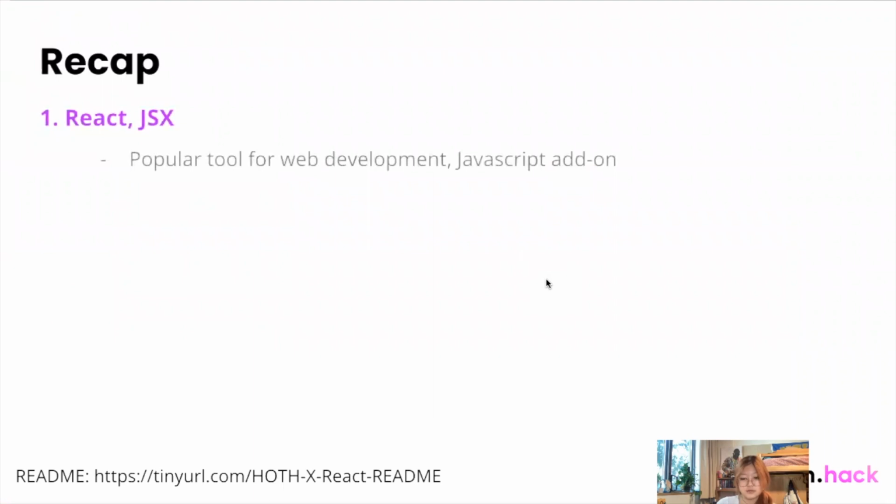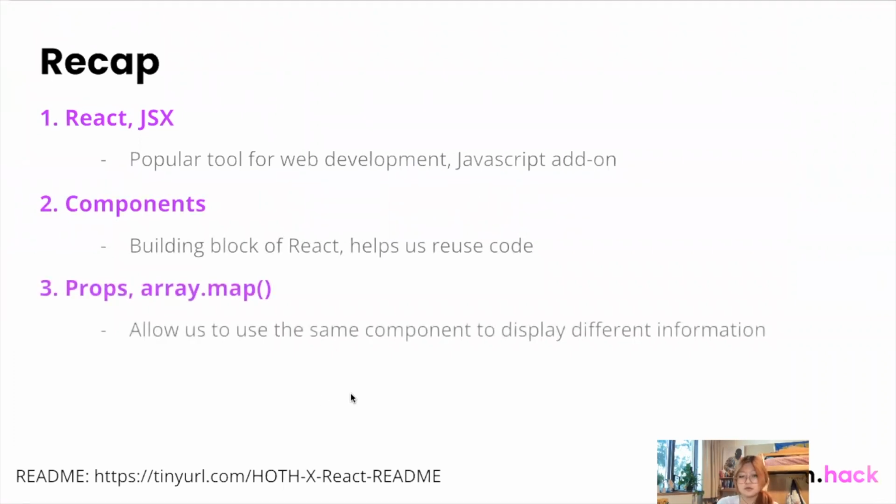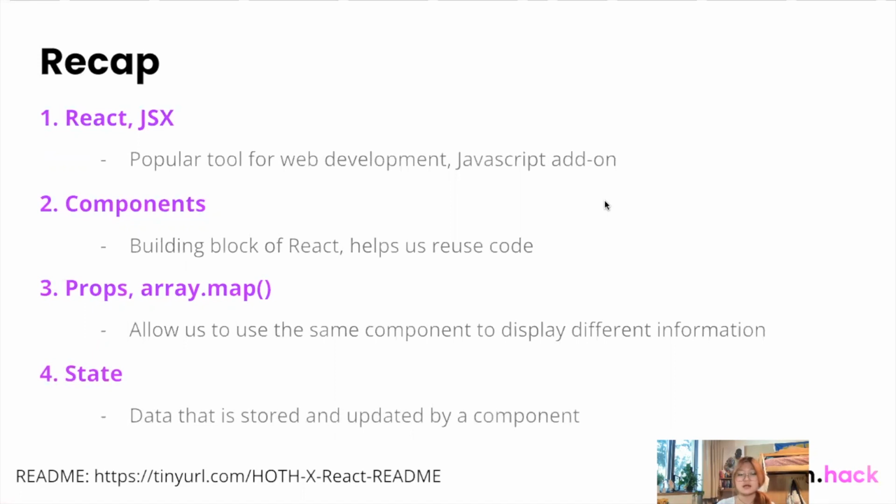We have now gone through React and JSX, what they are. React is popular for web development, front-end stuff. JSX is a JavaScript add-on. We have looked at components, basic building blocks of React that let us reuse code. Props, which let us use the same component to display different information. Array.map, which helps us with that also. And state, which is data that is stored and updated by a component.